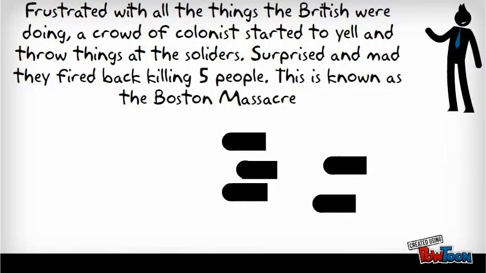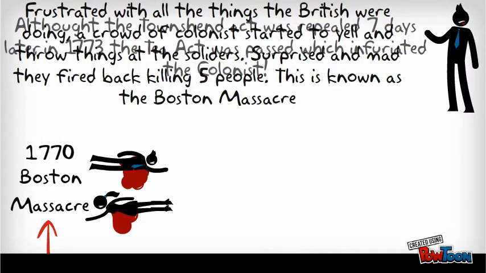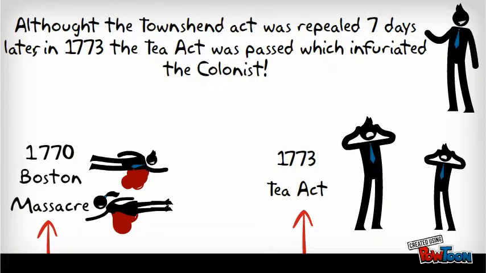Frustrated with all the new laws, a crowd of colonists started to yell and throw things at the soldiers. Surprised and mad, they fired back, killing 5 people. This is known as the Boston Massacre. Although the Townshend Act was repealed 7 days later, in 1773 the Tea Act was passed, which infuriated the colonists.